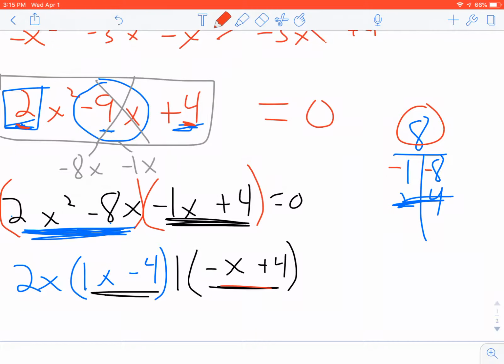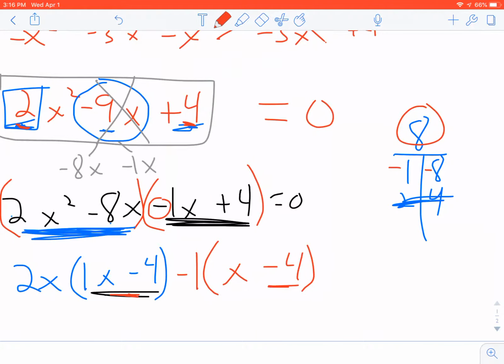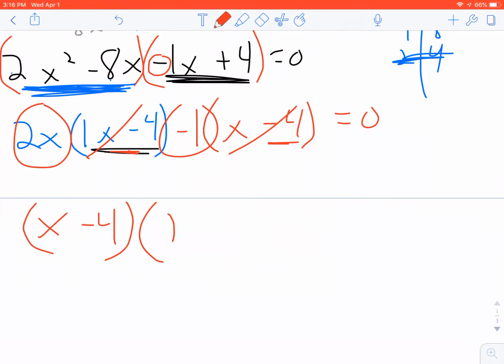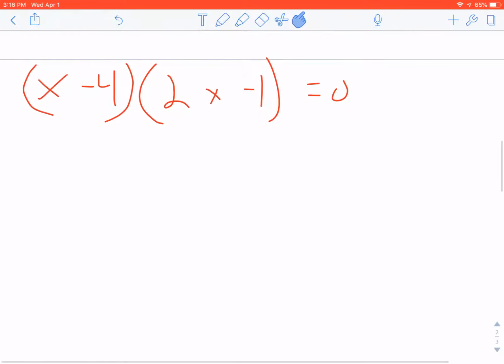So what you need to do is factor out a negative 1, leaving you with x minus 4. Now these two terms match, which means you are on the right track. So x minus 4 is one of your terms. You factor that out, and what's left over is your 2x minus 1, and we're still equal to 0. So set up your two little mini equations.